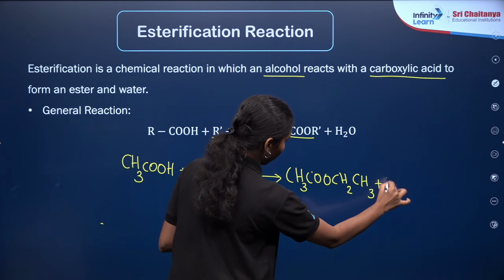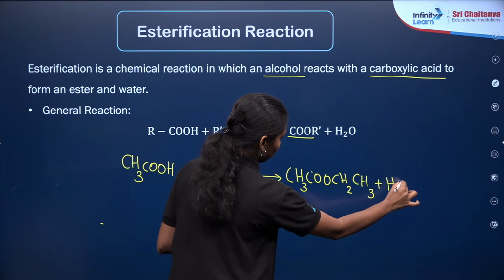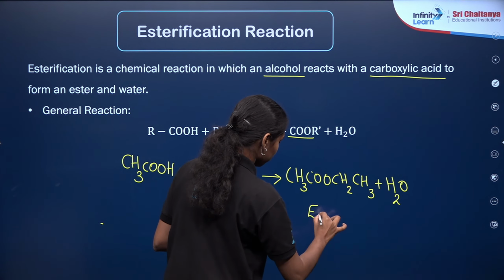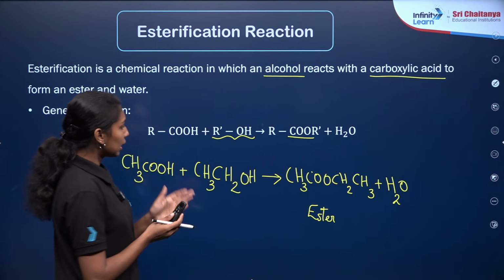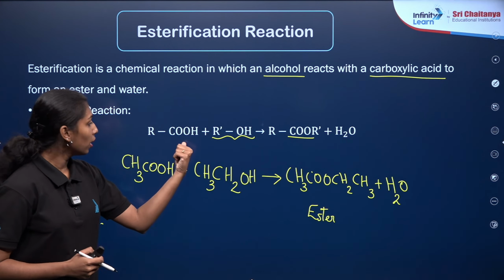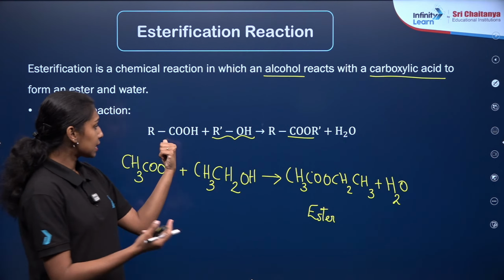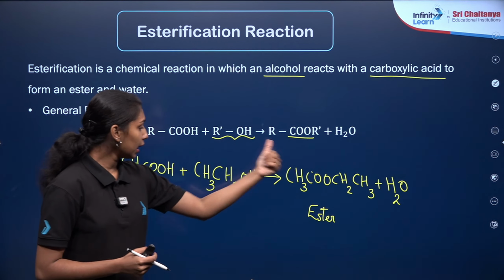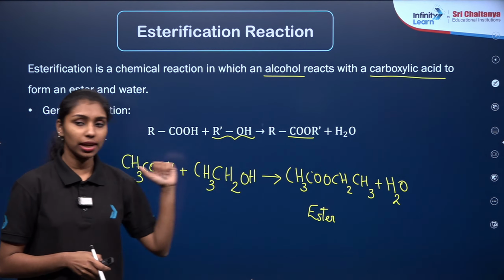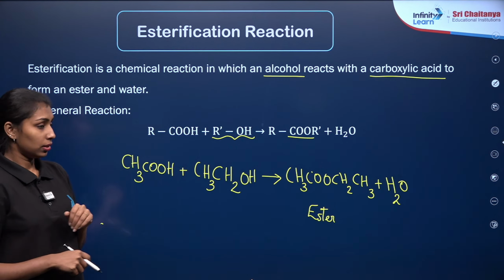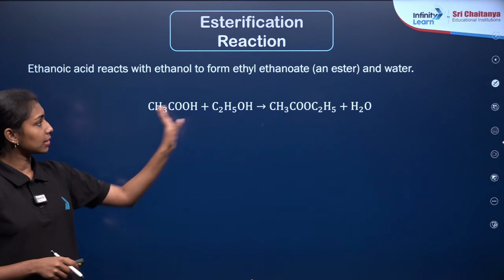So this will be our product forming and this will be an ester. Clear? This is the general formula of the esterification. If an acid and alcohol combine to form an ester, if you are particularly using ethanoic acid as well as ethanol, it will be forming the corresponding ester. Is that clear? Yes, this is the reaction.